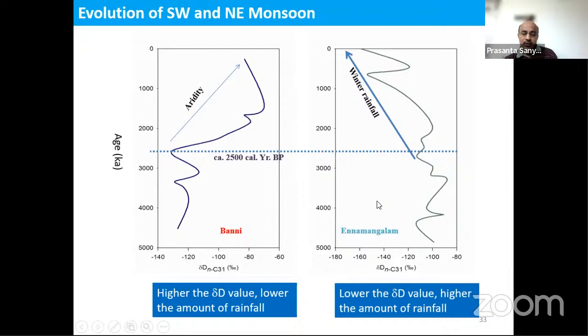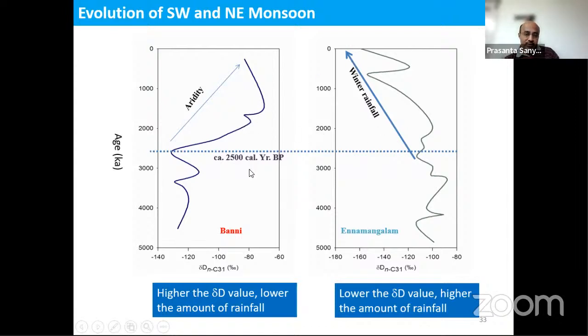So here in this graph, this plot is showing the hydrogen isotopic composition in the alkane, and this vertical axis is the time. Here you can see that from 5,000 years to around 3,000 years, even though there are small fluctuations, you do not see any trend. But subsequent to 3,000 years, the hydrogen isotopic composition shows a gradual lowering. This lowering in hydrogen isotopic composition, we have interpreted as the increase in the winter rainfall.